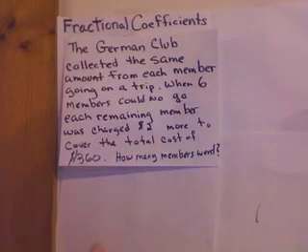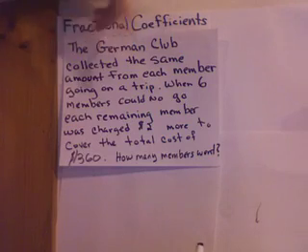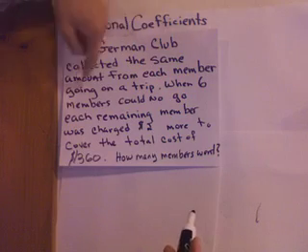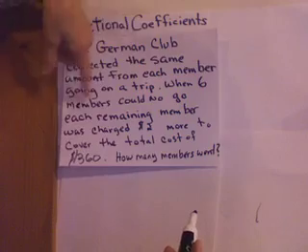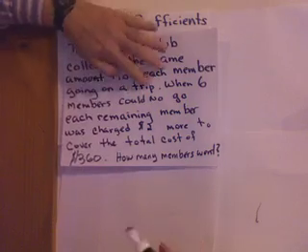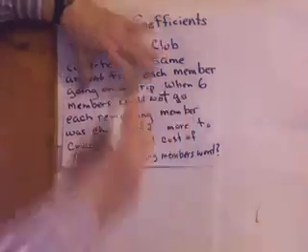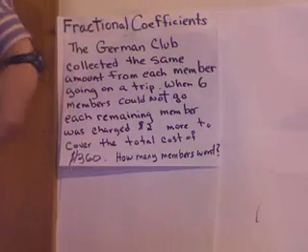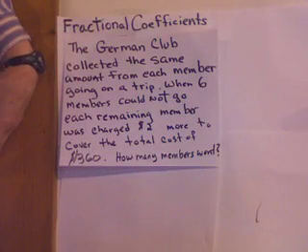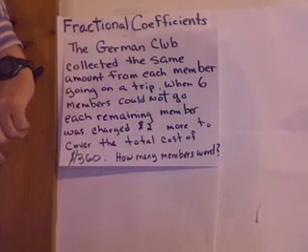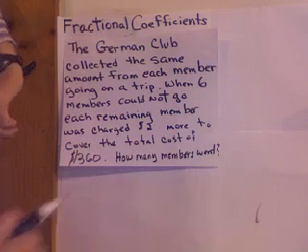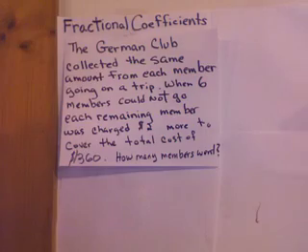Okay, so now I want to try a word problem. The German club collected the same amount from each member going on a trip. When 6 members could not go, each remaining member was charged $2 more to cover the total cost of the $360 that the trip cost. So, how many members went on this trip?